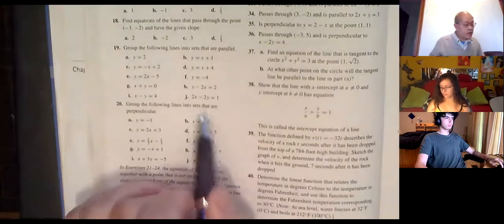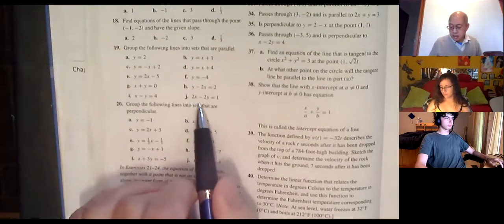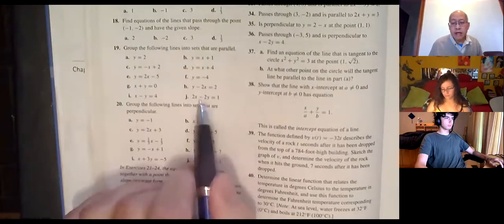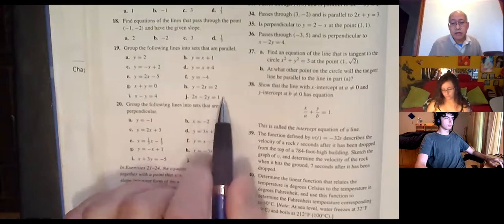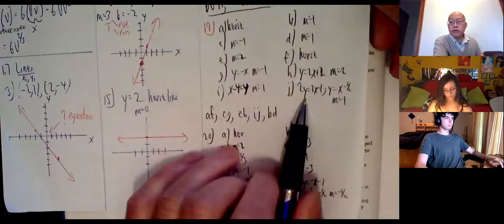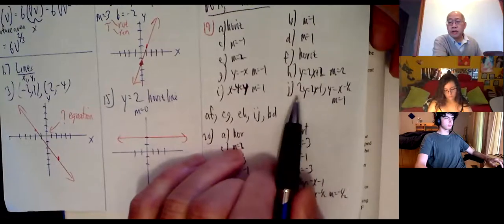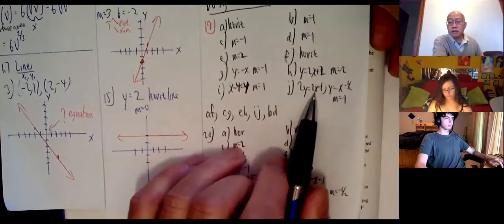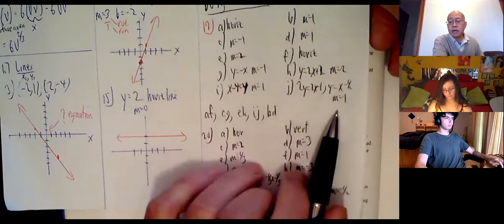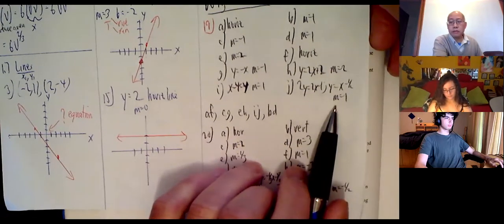And finally for J, let's see. For J, if I move 2y over and I subtract 1, add 2y, subtract 1, it will look like this: 2y equals 2x minus 1. Divide by 2, divide by 2, divide by 2. Y equals x minus 1/2, which means the slope is 1.